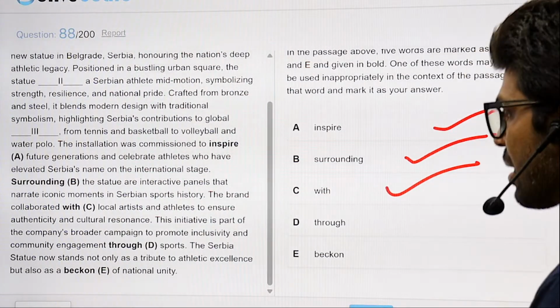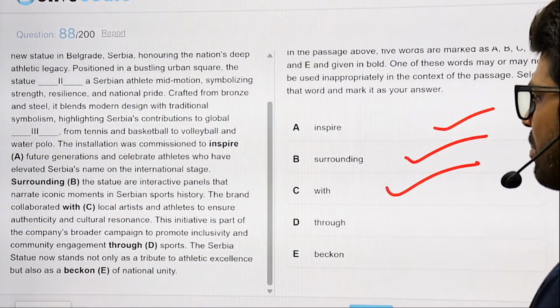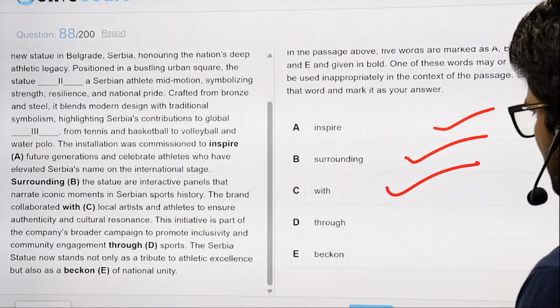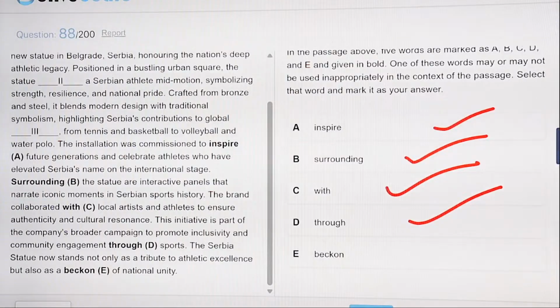To ensure authenticity and cultural resonance, this initiative is a part of the company's broader campaign to promote inclusivity and community engagement through sports. Not bad. Now, it has to be none of these. We don't have that. Now, the last one is left.